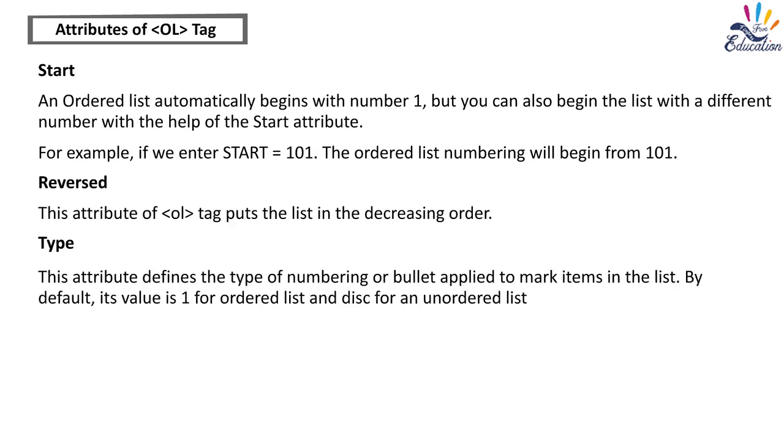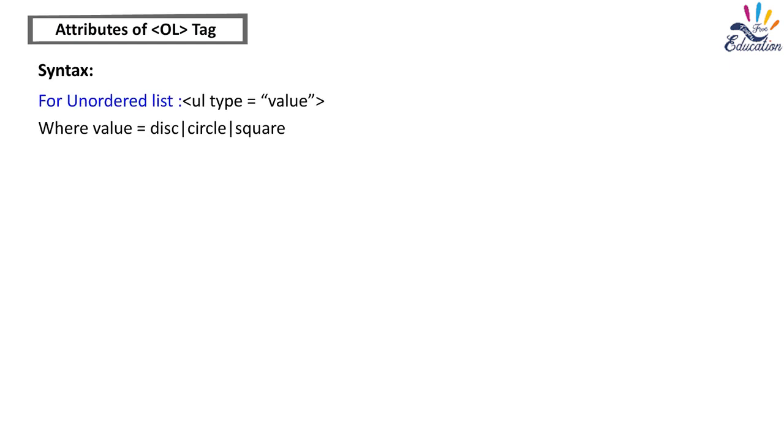Type. This attribute defines the type of numbering or bullet applied to mark items in the list. By default, its value is 1 for ordered list and disk for an unordered list. Syntax. For unordered list, UL type equal to value, where value is disk, circle, square. For ordered list, OL type equal to value, where value is capital A, capital I, small i, 1.